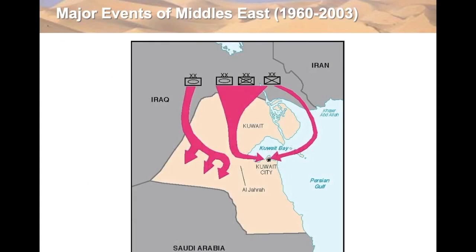Here's a map of how Iraq invaded Kuwait. So you see Kuwait has a large shoreline for the Persian Gulf. Iraq also has a small shoreline here, but there's a lot of oil in Kuwait, and so they came in and basically took over Kuwait.